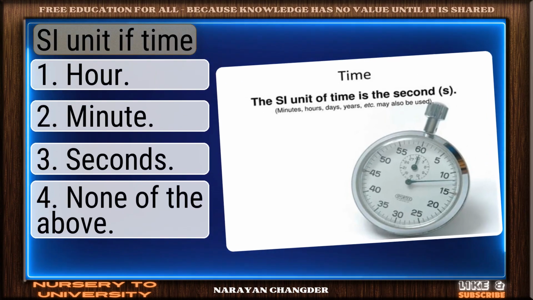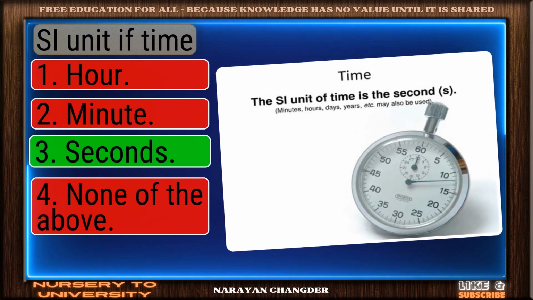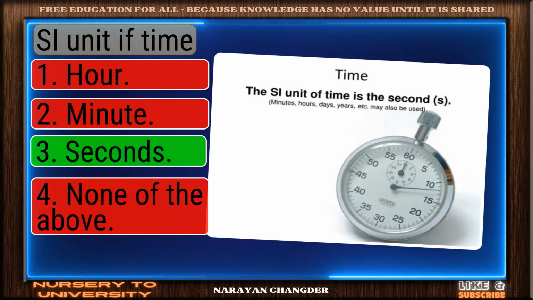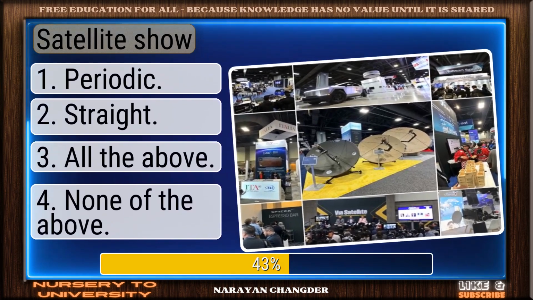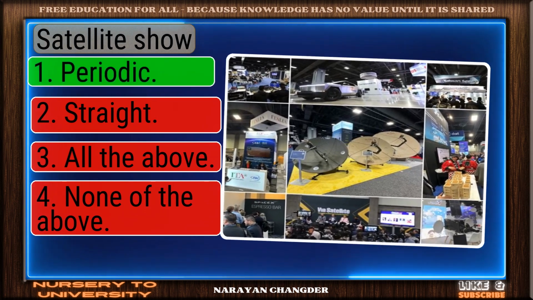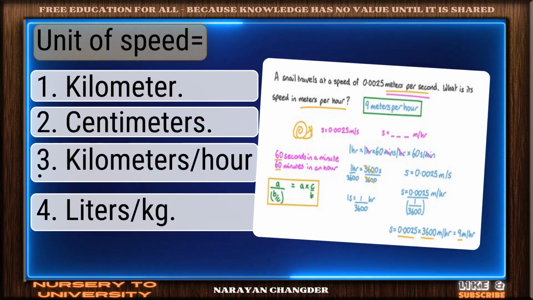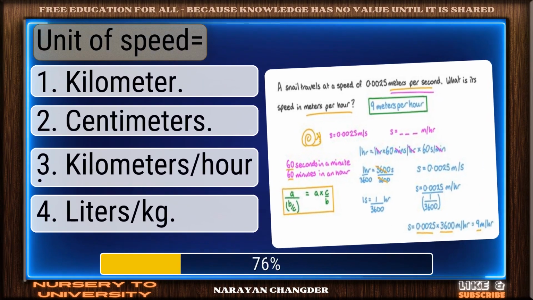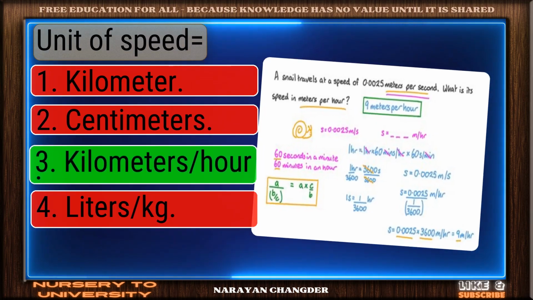Question number 291. SI unit of time. Correct. Seconds is the right answer. Question number 292. Satellite shows. You're right. Periodic is the correct answer. Question number 293. Unit of speed equal to. Nicely done. Kilometers per hour is a solid answer.